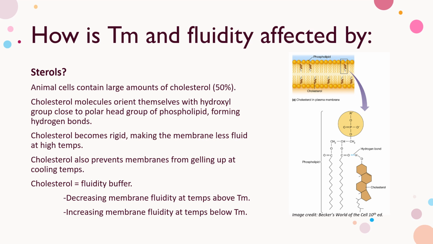But cholesterol can also prevent membranes from gelling up at cooler temperatures. Because of this, cholesterol is known as a fluidity buffer, decreasing the membrane fluidity at temperatures above transition temperatures and increasing membrane fluidity at temperatures below the transition temperatures. This image describes how cholesterol orients itself in the plasma membranes of an animal cell.